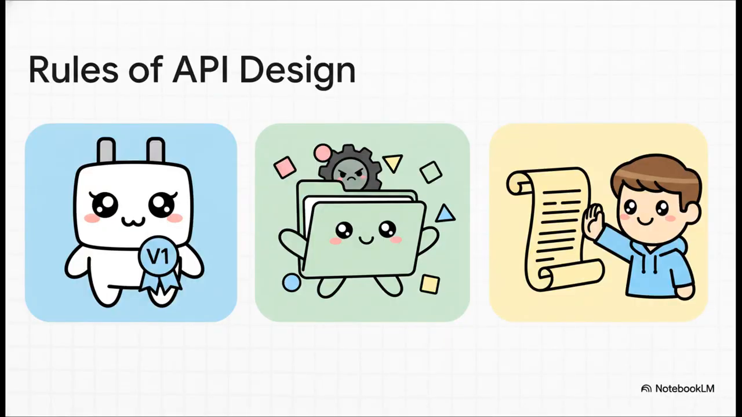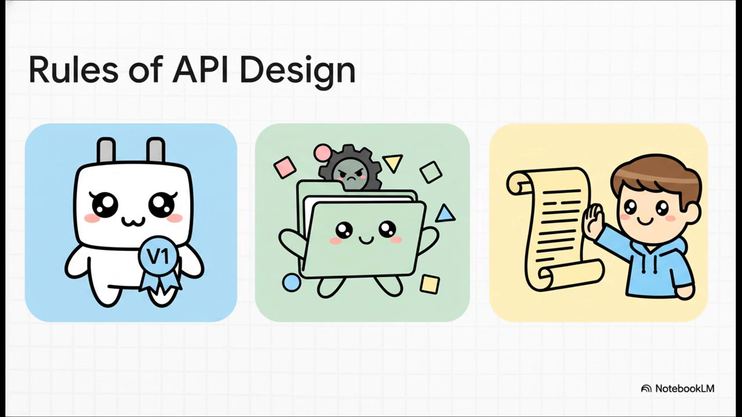But regardless of whether you pick REST or GraphQL, there are a few golden rules of API design that apply absolutely everywhere. 1. Be explicit about versioning from day one. Just do it. 2. Design your endpoints around resources, not your messy internal backend operations. And 3. Document your contracts thoroughly before a downstream team has to blindly reverse engineer them and guess what your API does.